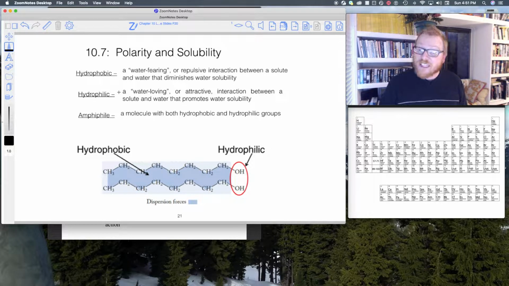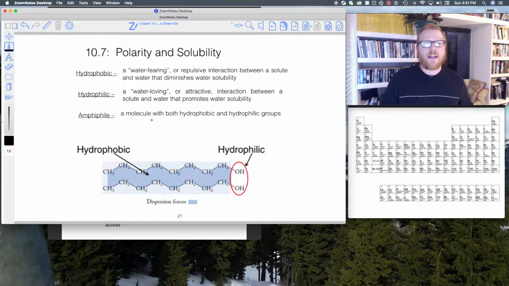So hydrophilic is water loving. So this is an attractive interaction between a solute and water, and that enhances water solubility. Okay? So things that are hydrophilic are readily dissolved in water. And as you might guess, hydrophobic and hydrophilic can be connected to the intermolecular forces present in a molecule. Okay? And so last thing, amphiphile.